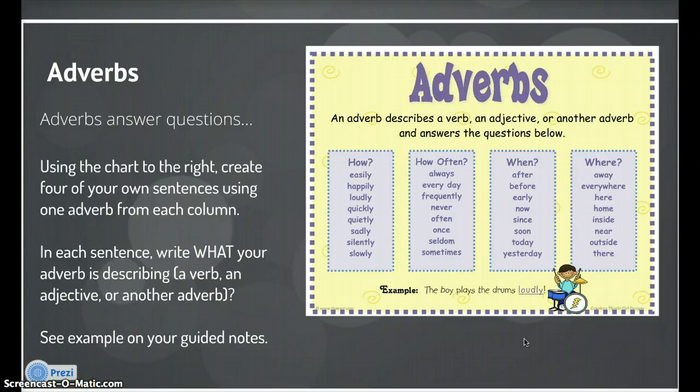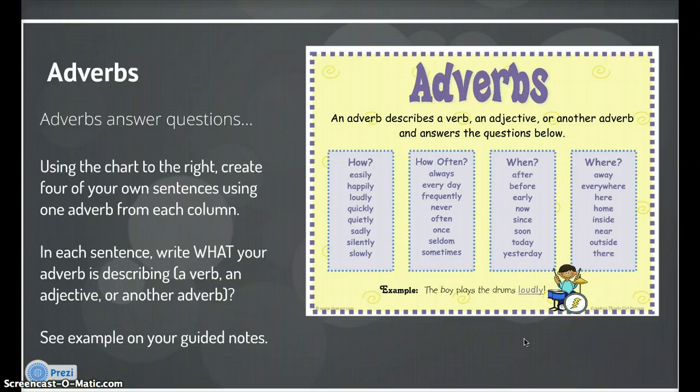If you use the chart to the right, there is going to be a section on your guided notes where you can create 4 of your own sentences using 1 adverb from each column. In each sentence, make sure you write what your adverb is describing. Is your adverb describing a verb, an adjective, or another adverb? Look at the example on the chart on the right.